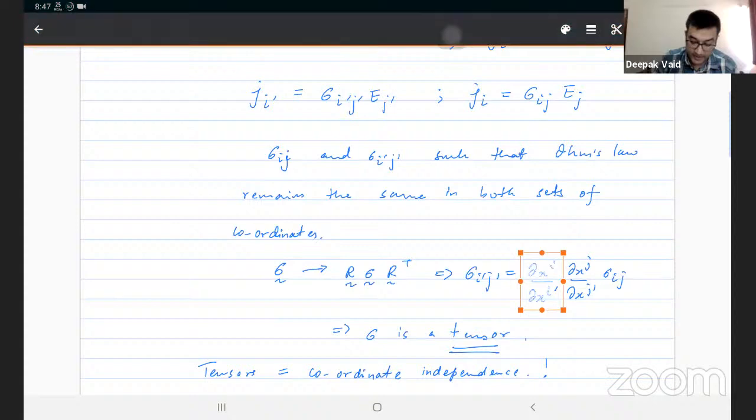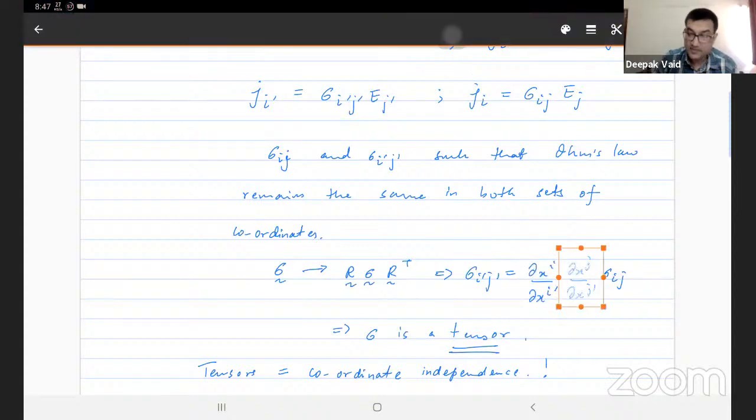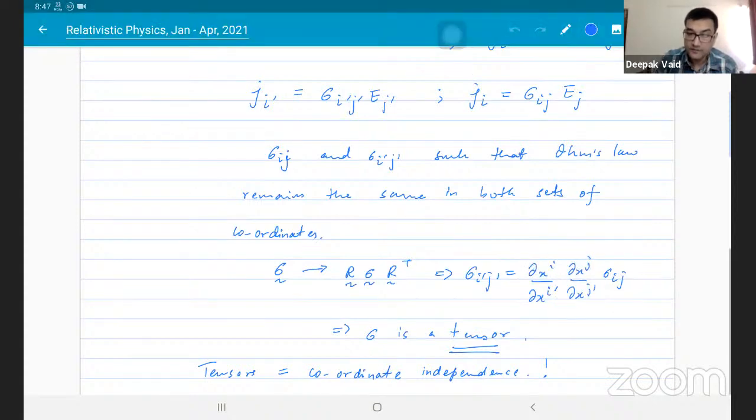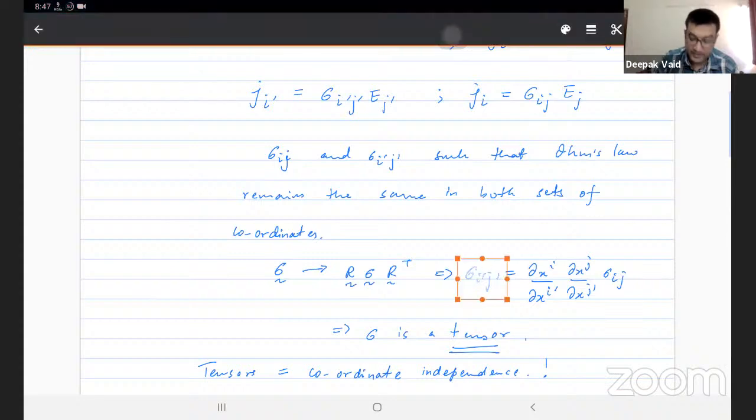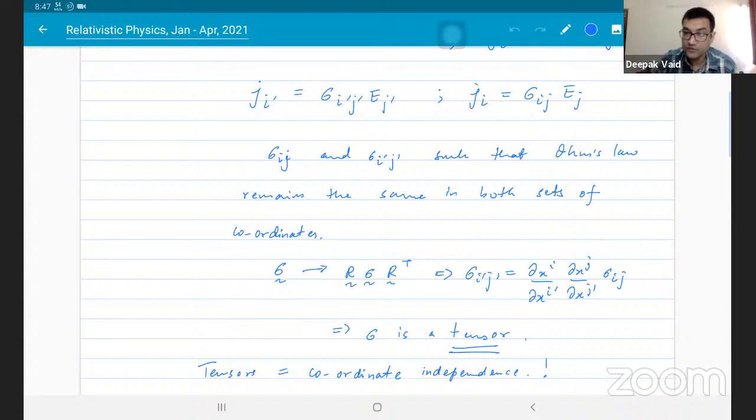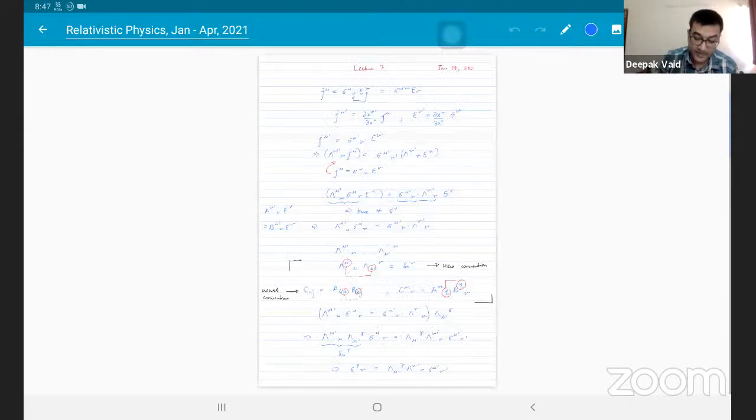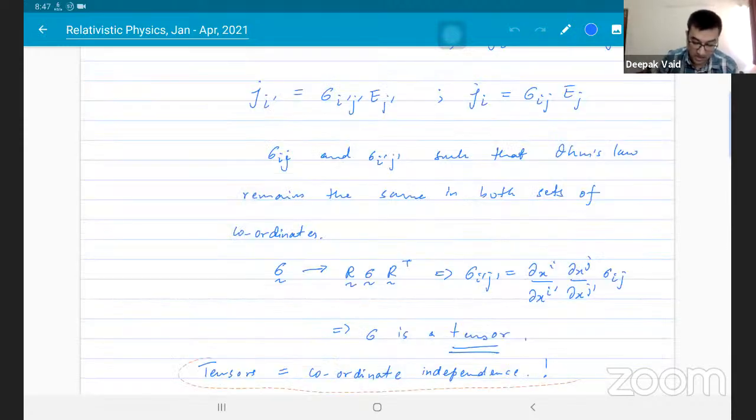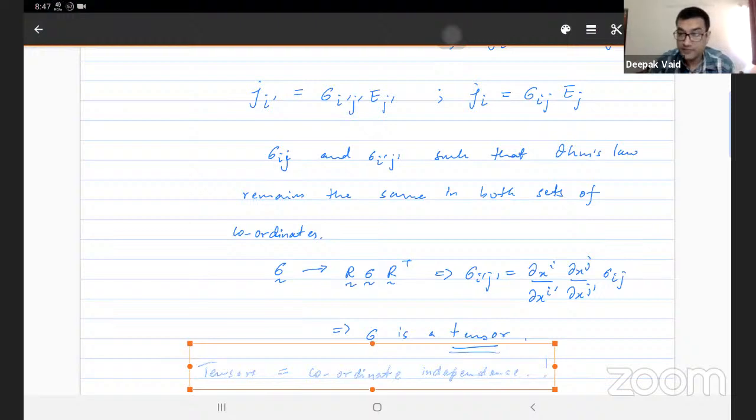And these matrices, what are these matrices? This is the inverse of the Jacobian. These are lower indices. Lower indices are covariant indices. They transform according to the inverse Jacobian. And for each index, you have one copy of the Jacobian. So such an object is called a tensor. And tensors are absolutely important in physics. Without tensors, you cannot write equations. You cannot do physics in a coordinate independent manner.